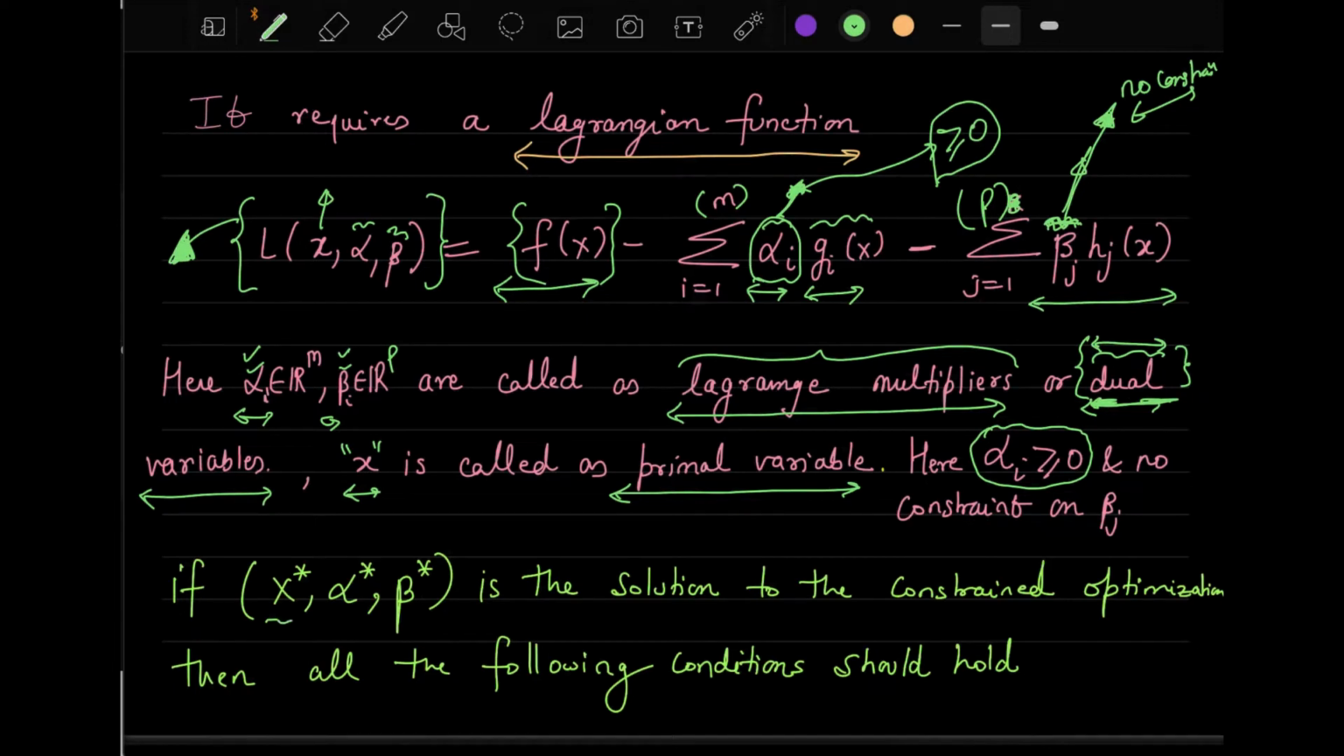Whatever solution you get by solving this Lagrangian function will be denoted as, let us say, x star, alpha star and beta star. These are the solutions that you will obtain when you solve this Lagrangian function. And how will you solve it? It's easy, and we will see now.